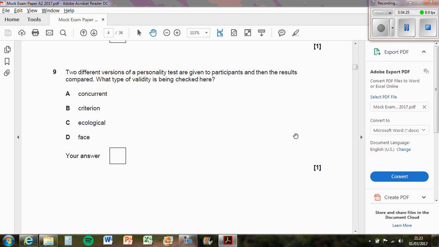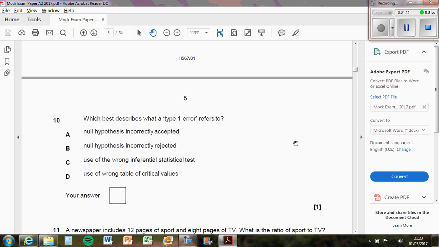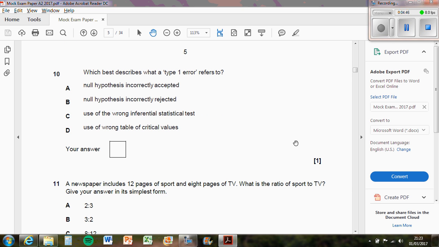Face validity is, does it look like what it's measuring? So it's not that one. You know, 2 test doesn't check for face validity. Ecological is how real to life it is, so it's not checking for that. And criterion is predictive validity. Can you predict an outcome of one test based on the other one? And that's not what's being done here because they're being done at the same time. So it's concurrent here. Number 10, which best describes a type 1 error?